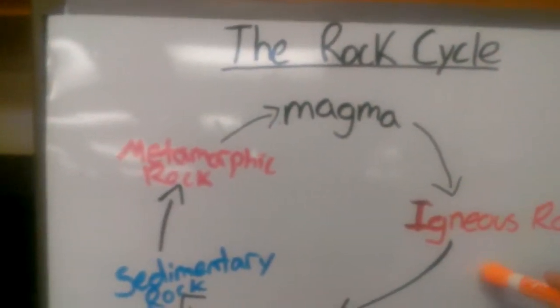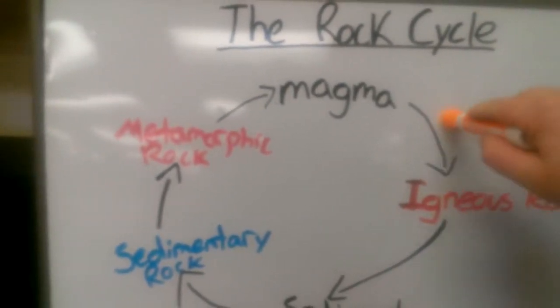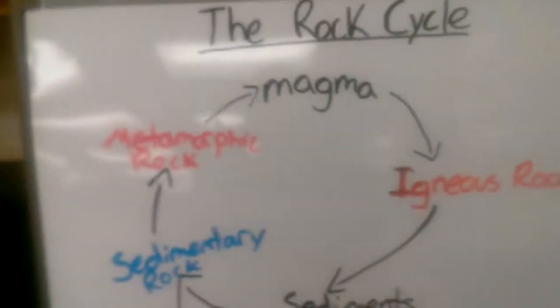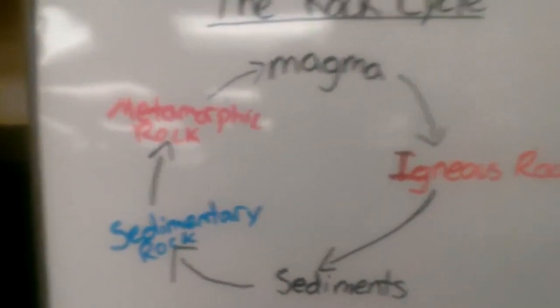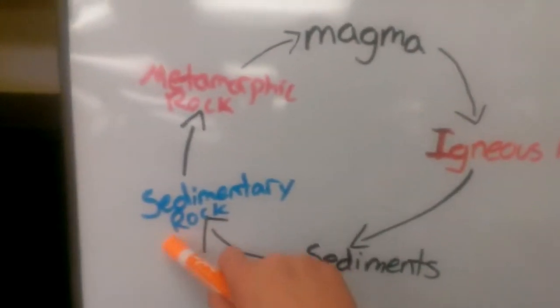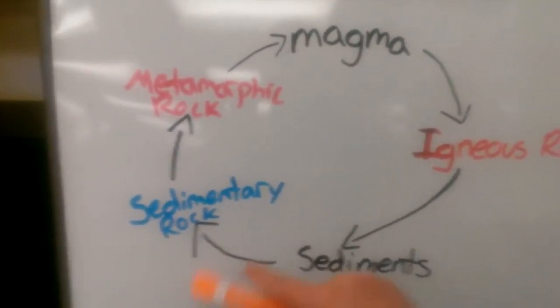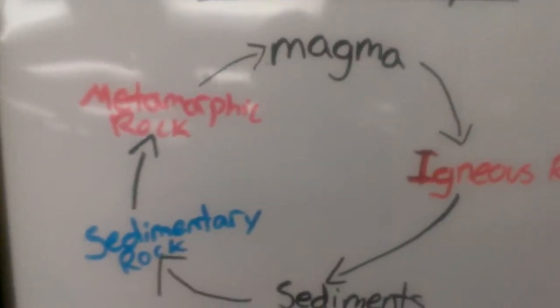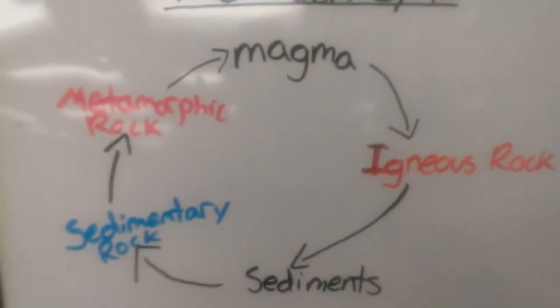So you either have igneous rocks forming from the crystallization of magma. It's always going to be from magma crystallizing. You have sediments that have to be broken down to form a sedimentary rock, so it's always going to form from the compaction and cementation of sediments. And then you have heat and pressure that always form metamorphic rock. So take a look at that, look over your notes, and let me know if you have questions.